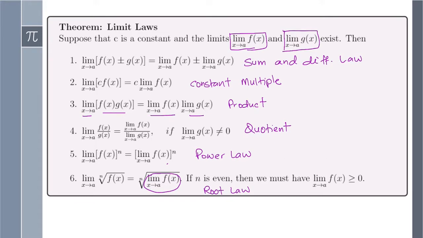Okay, so if n is even, if we have the square root, or the fourth root, or the sixth root, so if these numbers are even numbers, then we must have this quantity greater than or equal to 0. It means it should not be a negative number. But if it is odd, then it's okay to have negative or positive numbers. So when you are dealing with a square root, we really have to be a little bit careful. If we get a negative number, then we cannot do that.